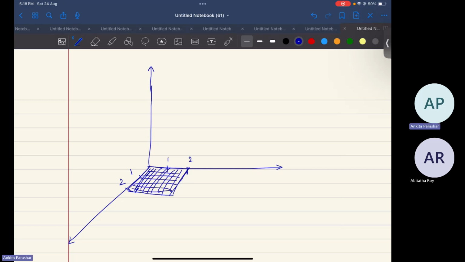And I have to partition this graph now. So what will I do? I will simply partition it into four rectangles. So what are my coordinates then? This is 2 comma 0 comma 0, this is 1 comma 0 comma 0, 0 comma 1 comma 0, 0 comma 2 comma 0, and this is 2 comma 2 comma 0.